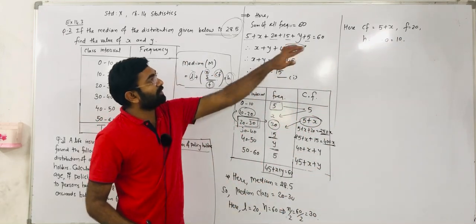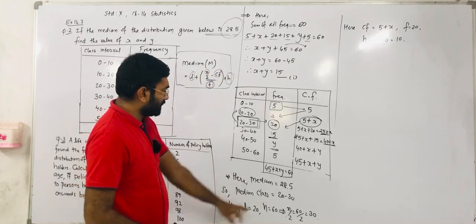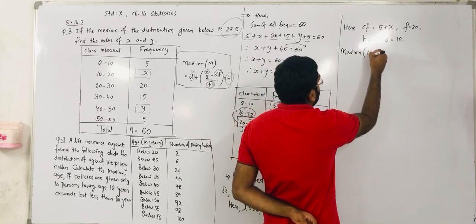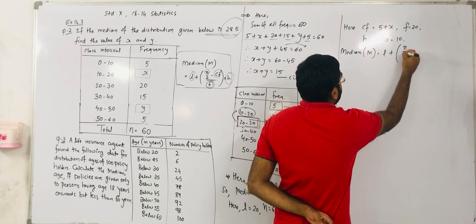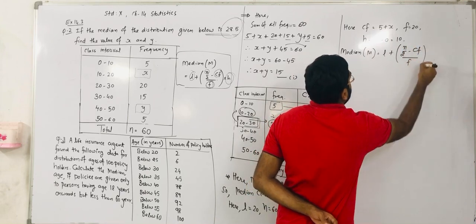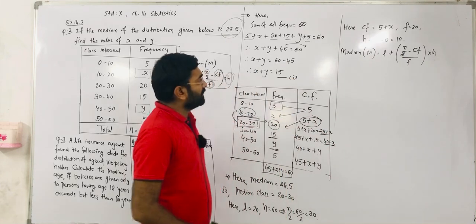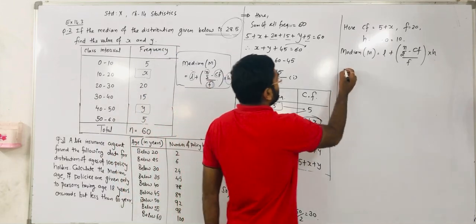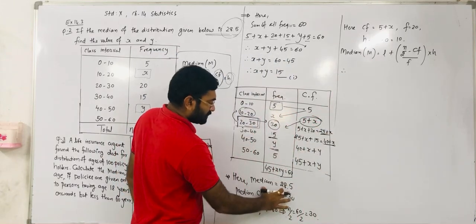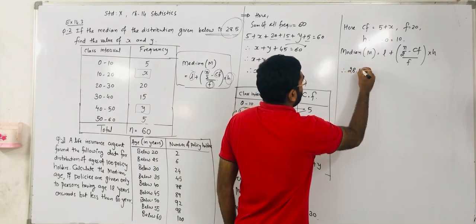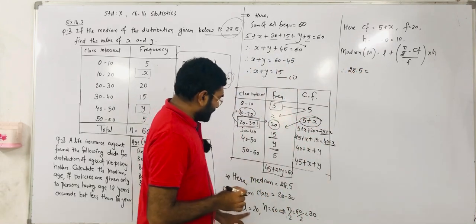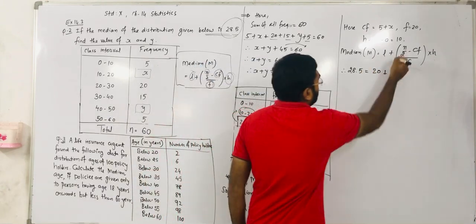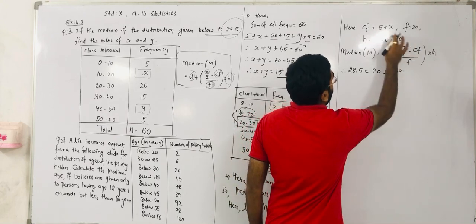So all the values we have to put in the median formula, we write first. Now we apply the median formula: M is equal to L plus n by 2 minus CF upon f, into h. The question already gives the median value 28.5, so 28.5 is equal to L, the lower limit of the median class, which is 20, plus n by 2, which we found to be 30, minus CF, the cumulative frequency value.